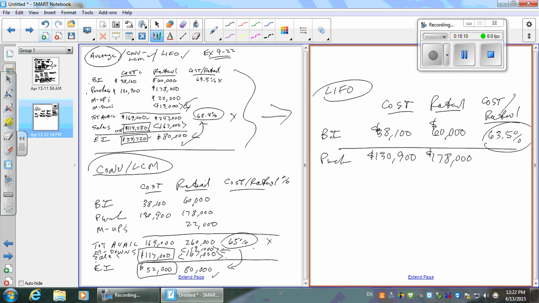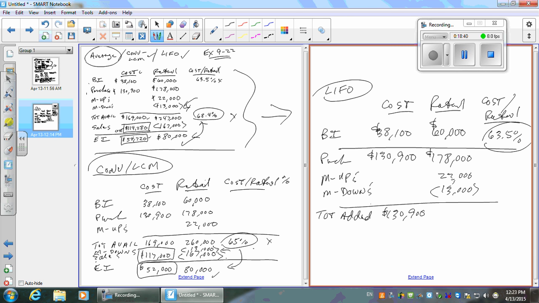So what we're going to do then is add in the markups. They're the same markups, no big deal. 22,000, are they? We're going to add in the markdowns. Subtract them. They're 13,000. Good. And then we're going to get total added this time. It cost me 130,900, and what do I think I'm going to sell those for? That's 187. 178 plus 22 less 13. What's my new cost to retail percentage?